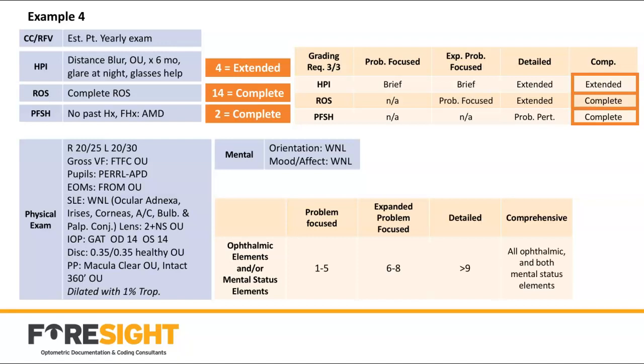For an established patient, for the past, family, social history to earn complete, you only need 2 of the 3. So the past history, family history, and the social history. So even if you skip one of those, if you did 2 of them, you get complete for an established patient. On a new patient, you do have to ask all 3 in order to earn complete there. So this is a complete history.